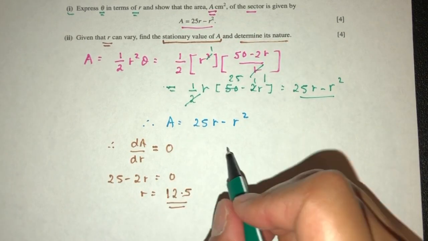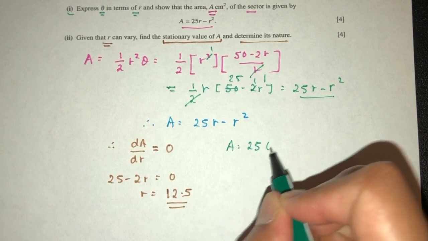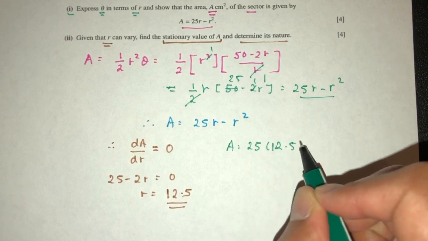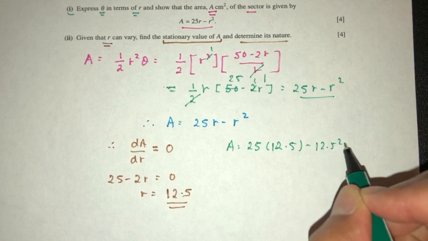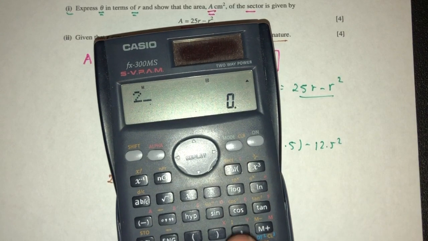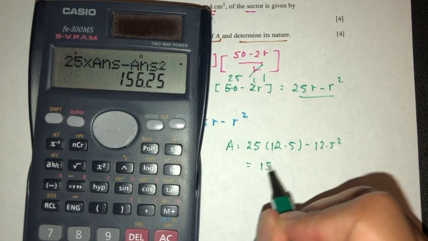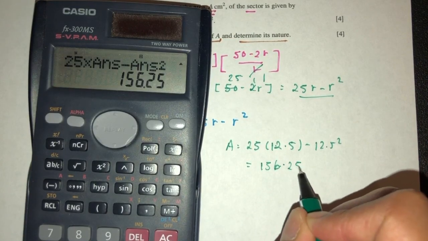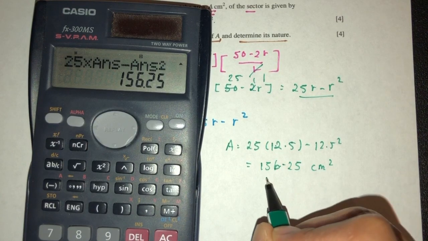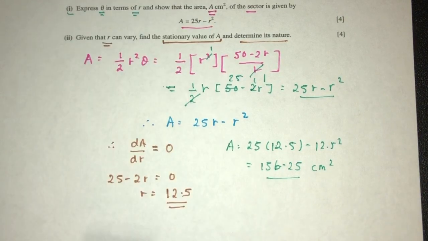Now let's replace back in A to find that value. 25 times 12.5, sorry, minus 12.5 square. Let's see what we get. That should be 156.25. That will be centimeters square for the stationary value of A. Right. Now we have to find its nature.